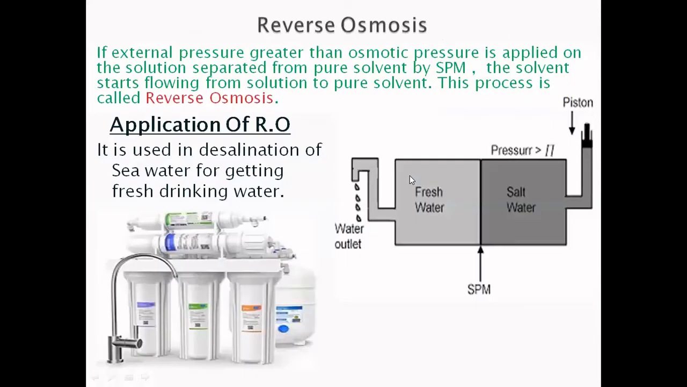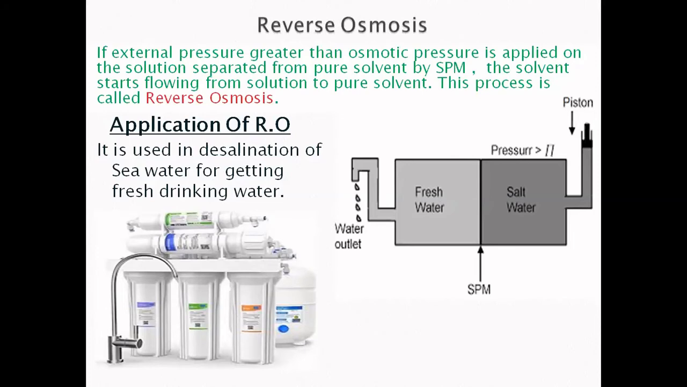Let's move to another topic. It is reverse osmosis. Reverse osmosis, what does it mean? We have a container in which we separate fresh water from salt water by this SPM, which is a semi-permeable membrane. And we are very well aware that water flows from fresh water to salt water through this SPM, which we call osmosis.